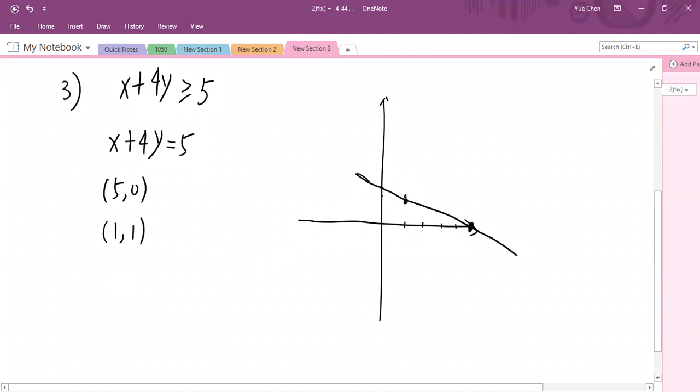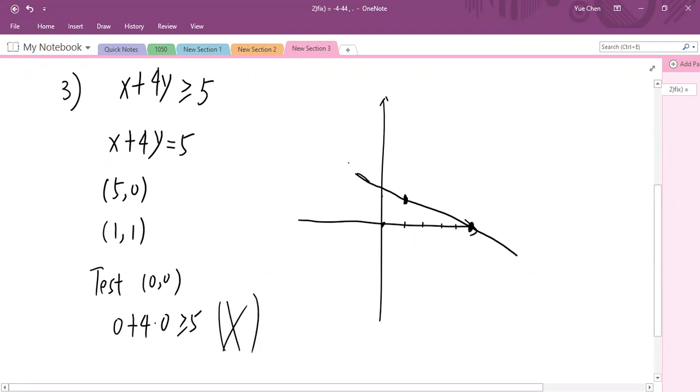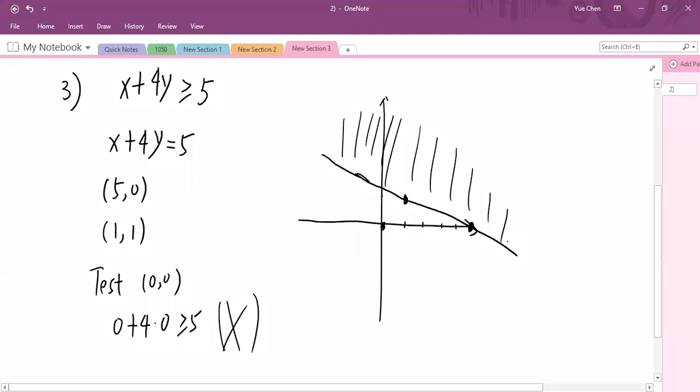which is a solid line, because there is an equal sign. Then we can test a point, an arbitrary point. Here we choose the 0, 0 point. We test the 0, 0 point. We plug into the inequality: 0 plus 4 times 0 greater than or equal to 5. No, it's not correct, right? So that means you should have the half plane that does not include the origin, which is this one, right? So the choice is D for this problem.